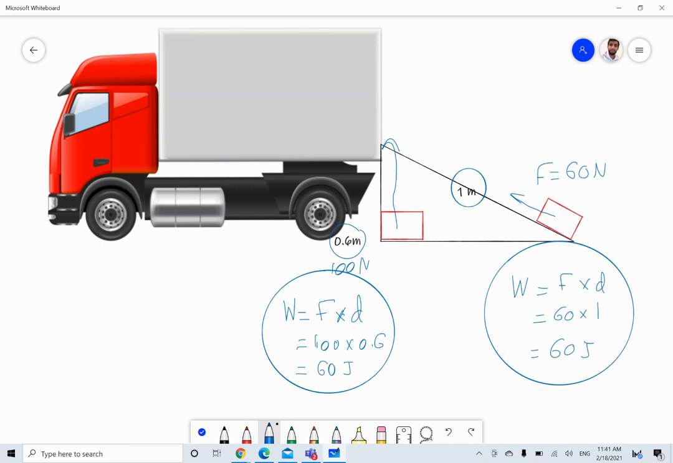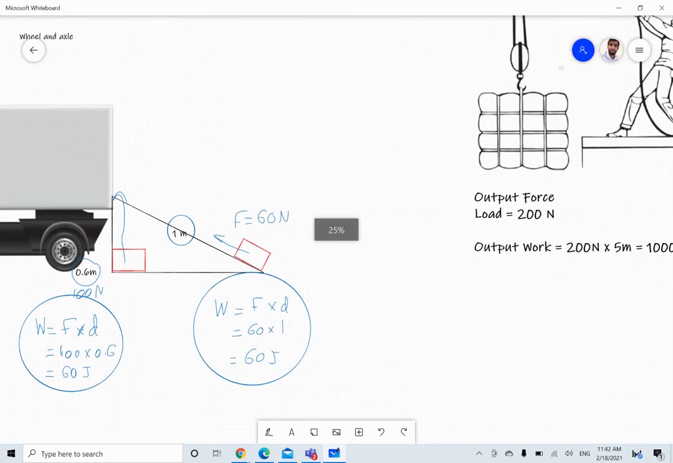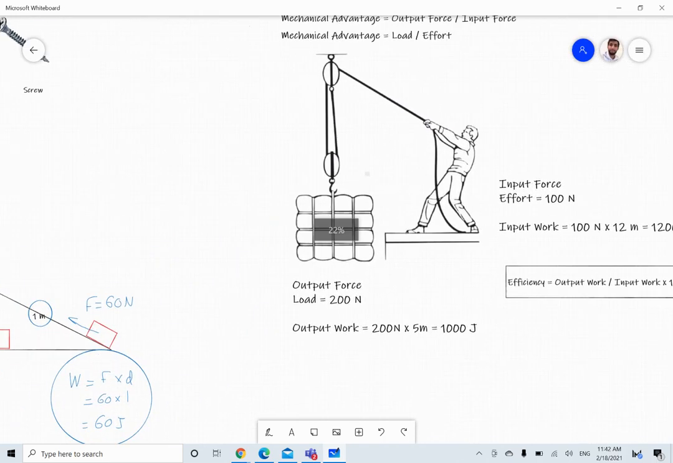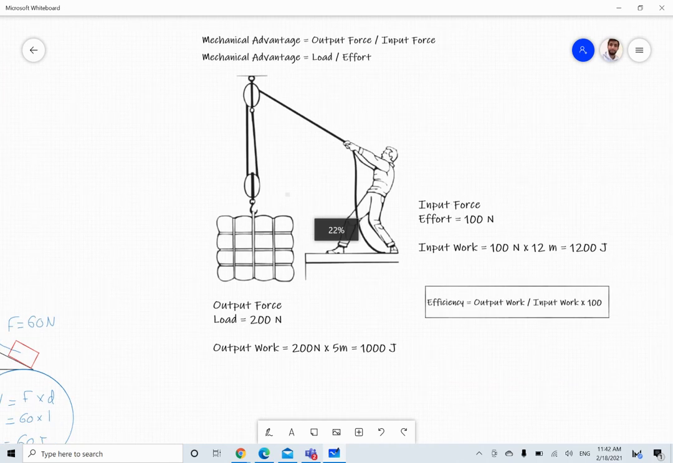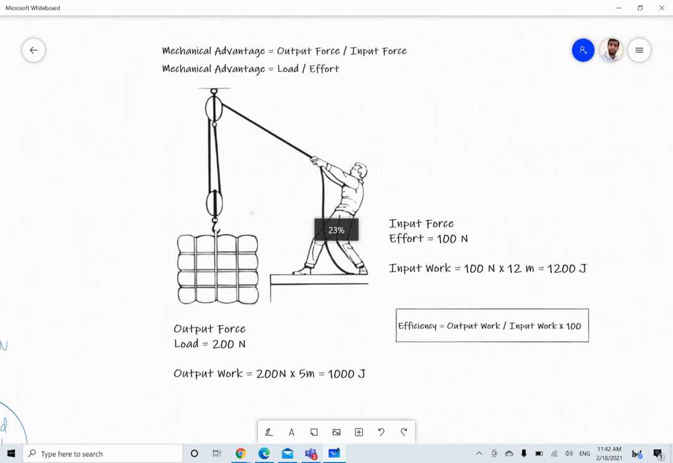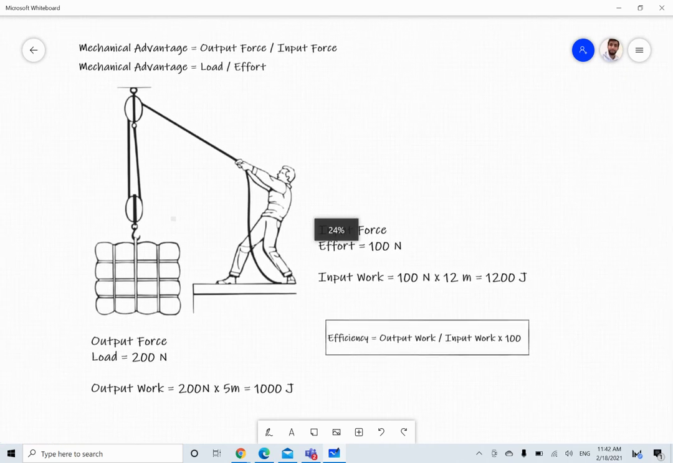So we say now, okay, so that's it for this part of the lesson. And now we are going to move to talk about something else, which is the mechanical advantage and the efficiency. But before discussing that, we need to know different things and we need to know different definitions.